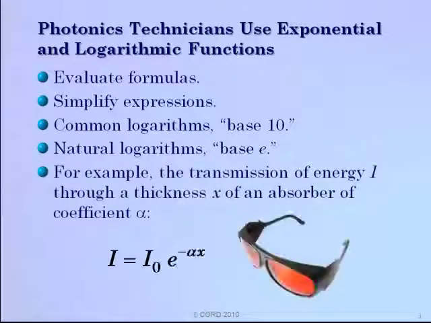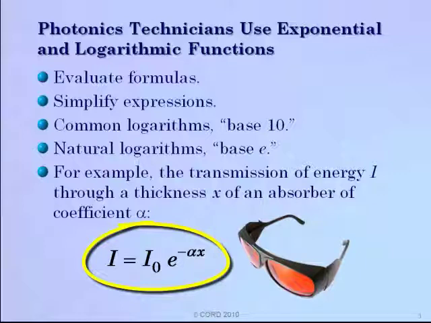For example, the transmission of an energy through a thickness x of an absorber of coefficient alpha is defined by the expression I is equal to the incident energy, I sub 0, times e to the minus alpha x. So we'll have to work with expressions just like this as a photonics technician.